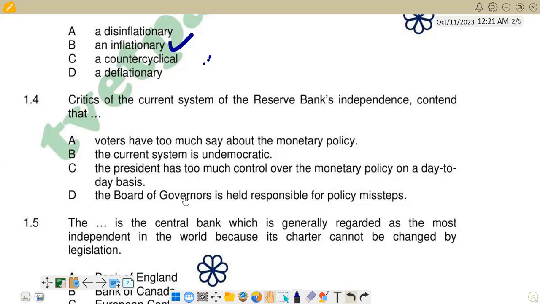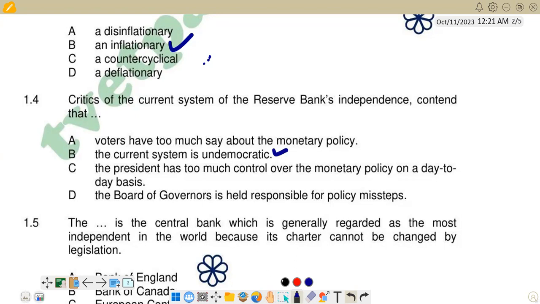So we go again to the next one, which is D. The board of governors is held responsible for policy misstep. This cannot be a critique because this is actually coming in the form of accountability of what is transpiring, maybe at the central bank. So it cannot come as a critic. So the most appropriate answer there becomes B. So let's take B as the most appropriate answer on 1.4.